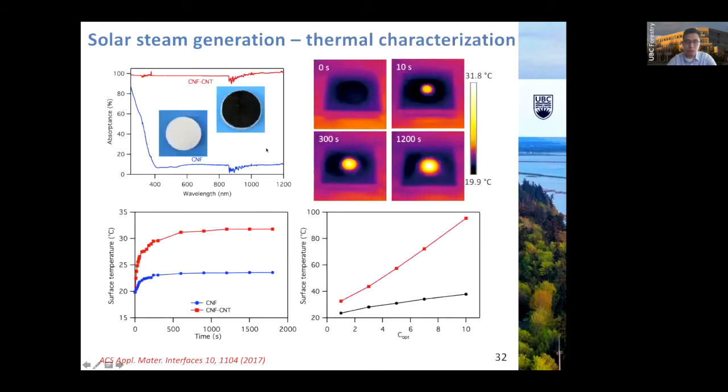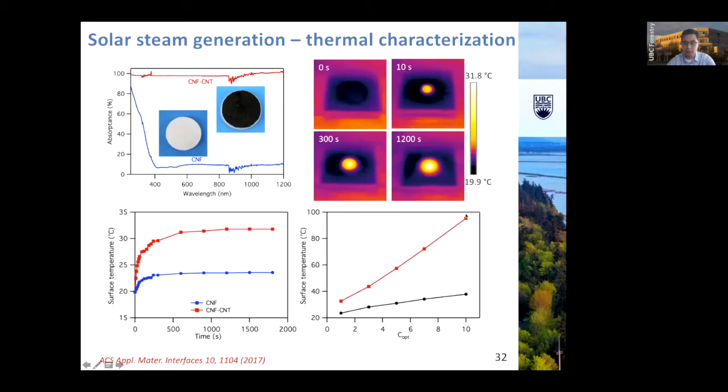So those are the absorbance data. From the visible to the near IR region, we can see that the surface for the CNF CNT shows close to 100% absorbance, and for this one there is very low absorbance in the visible and the IR region. Therefore, this is more effective in converting solar energy into heat. Based on the temperature, you can see the coated one under one solar illumination reaches about 32 degrees, and the uncoated one is only about 23 degrees Celsius.